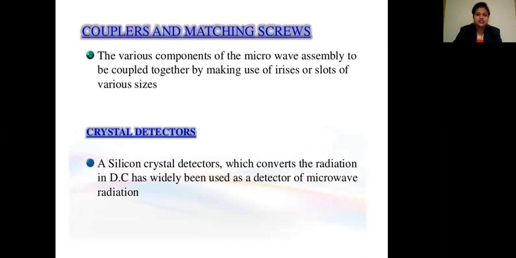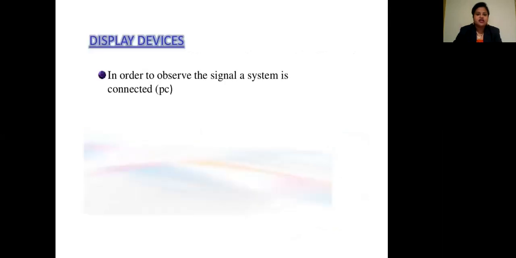Next part of the ESR spectrometer is couplers and matching screws. The various components of the microwave assembly are coupled together by making use of irises or slots of various sizes. Next part is the crystal detectors. A silicon crystal detector which converts the radiation into direct current has widely been used as detector of microwave radiation. And the last part of the ESR spectrometer is display devices. In order to observe the signal, a system is connected to the PC.